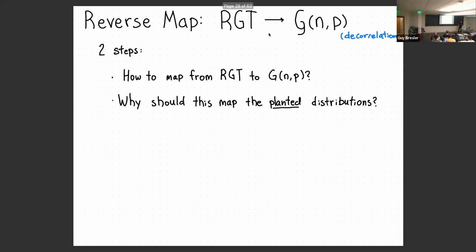Okay, so on to the other direction. This one's the interesting direction. So now we have a random graph with triangles, and we want to map to Erdos-Renyi. Of course, we want the map to continue to work in the planted dense subgraph case. But here, it's not even obvious how to map from random graph with triangles to Erdos-Renyi. So I'll pause for just a second so you can think about it.